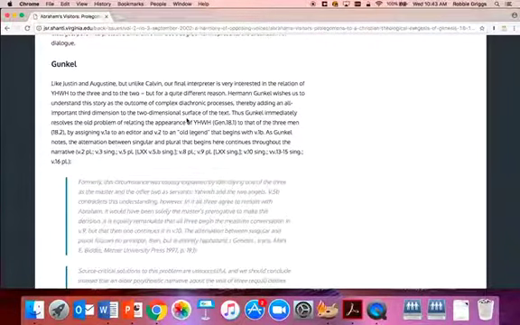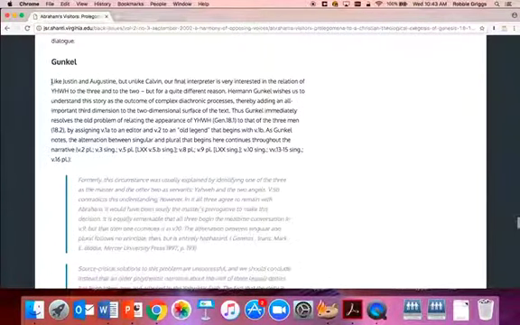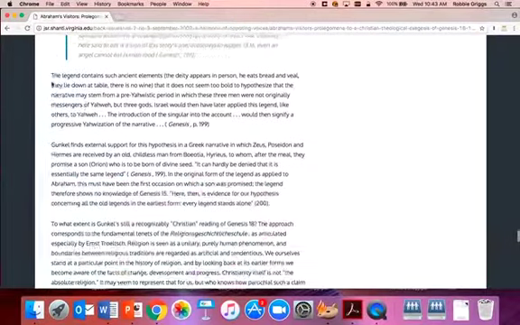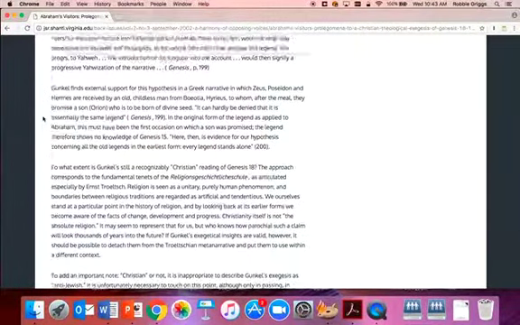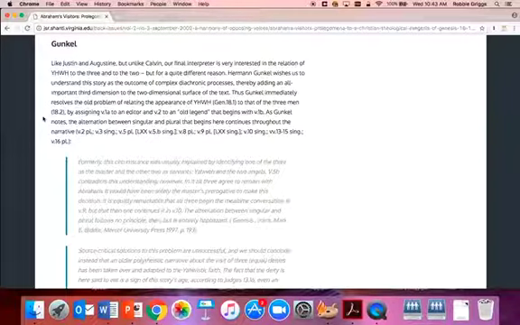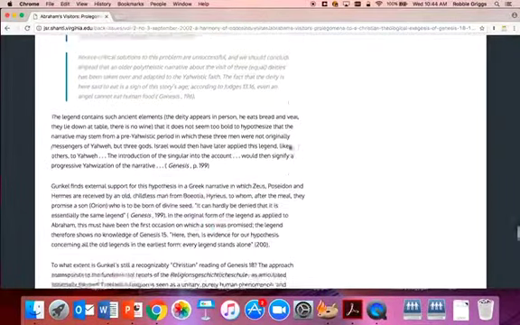Now, note here the last figure, Gunkel, is quite different from the other three. He's a later German historical critic, and so Francis is going to talk about some of the differences in terms of Gunkel's approach and what he's doing. He says Gunkel's interested in all these things, but for a quite different reason. Hermann Gunkel wishes us to understand the story as the outcome of a complex diachronic process, thereby adding an all-important and third dimension to the two-dimensional surface of the text. In other words, Gunkel's looking at how the text came to be in its final form. And part of the point that Francis is making is that you can learn some things from this.